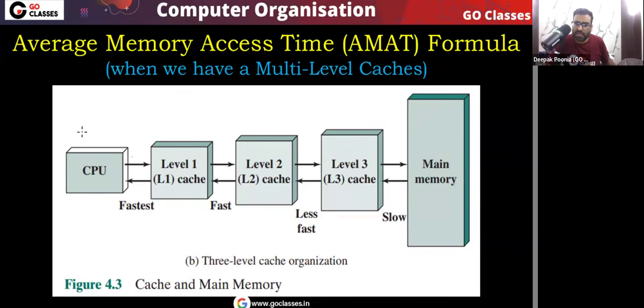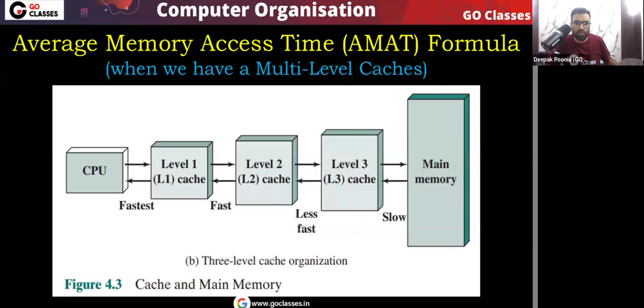So that is the reason I can say what CPU is thinking. CPU is thinking that for some data I'm having very less delay, I'm getting the data very fast. For some data, I'm getting the data in more time. And for some data, I'm getting the data in very long time. So we want to find the average. What is the average memory access time seen by the CPU? That is called average memory access time.